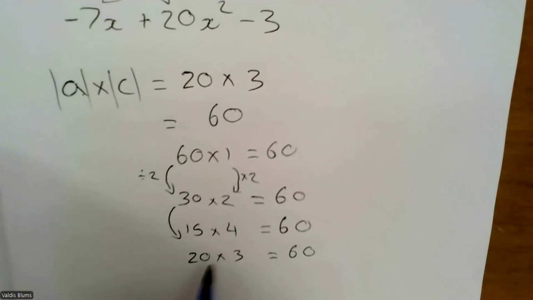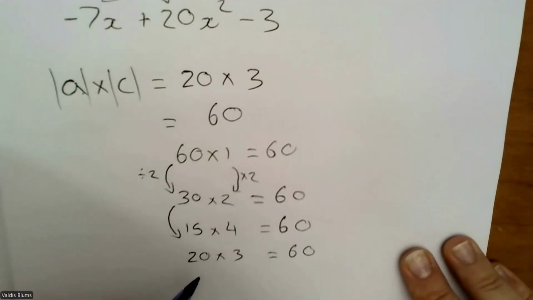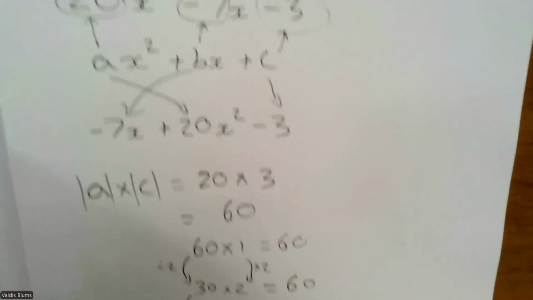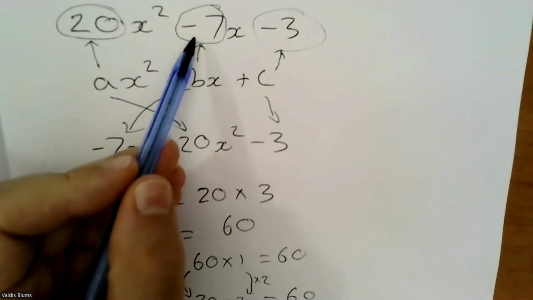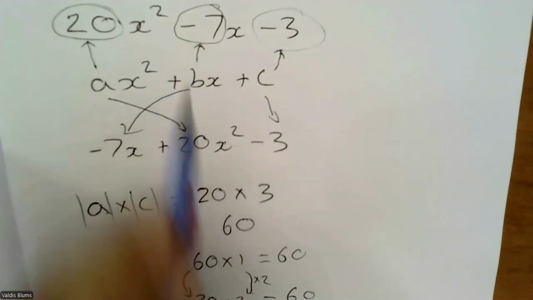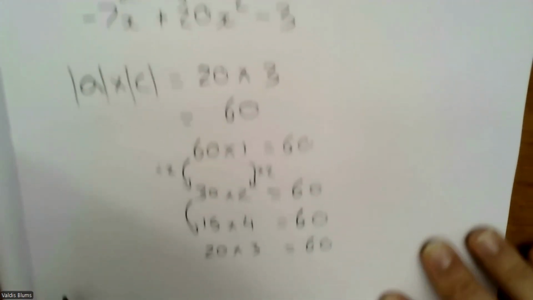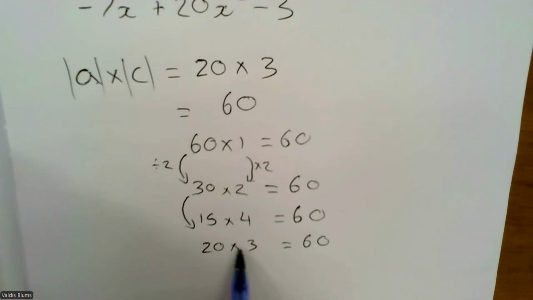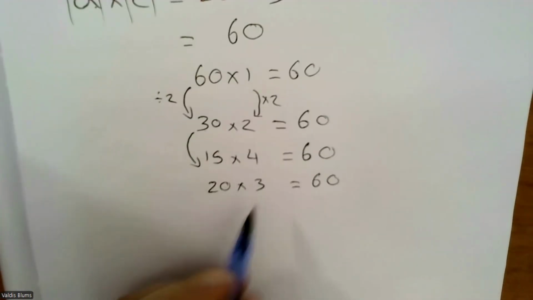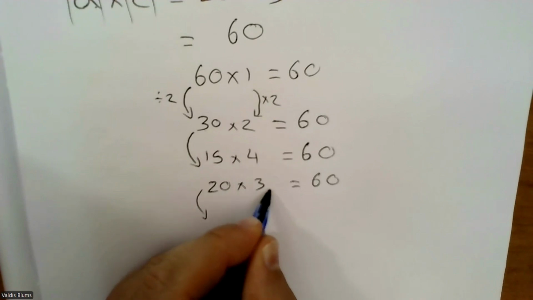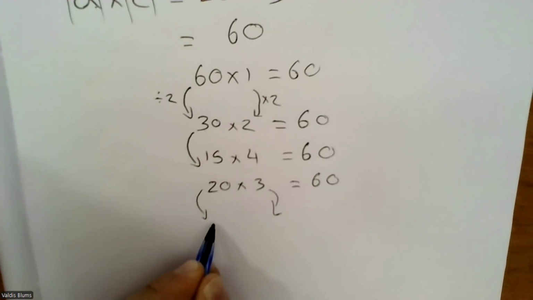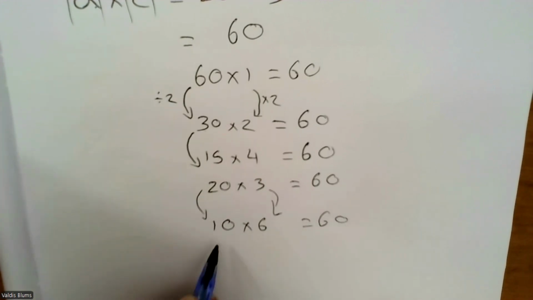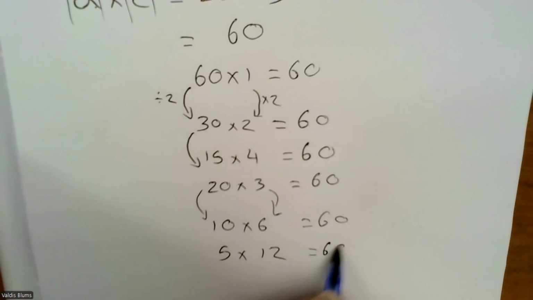Now that one was a little bit obvious because that's my A and C values. Now, as I'm going through these and I'm trying to find the factors, I'm trying to find factors that will add to -7. So that could be the sum or the difference of the two terms. So if we keep going with this 20 and 3, well, you could divide and times by 2 again. So you could have 10 by 6 gives you 60. You could have 5 by 12, still gives you 60.